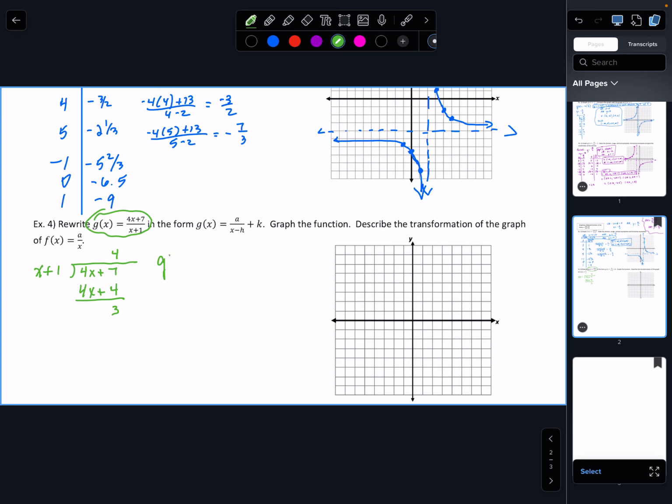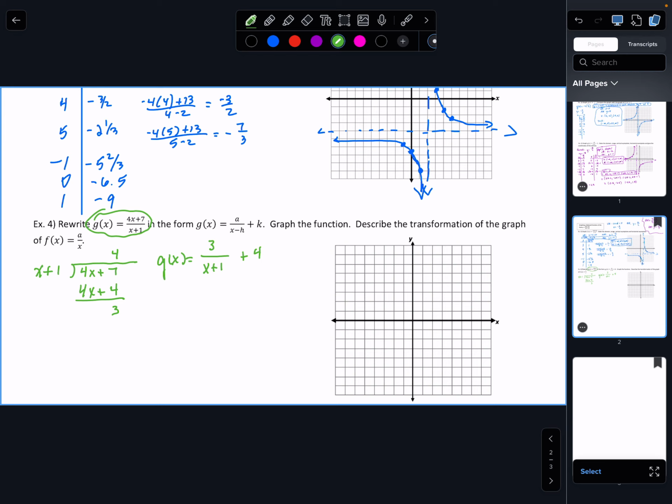And so that means g of x is you take the remainder and write it over the divisor, and then it's plus the quotient of 4. So we write it in a different order than what we do when we're actually in longhand division.